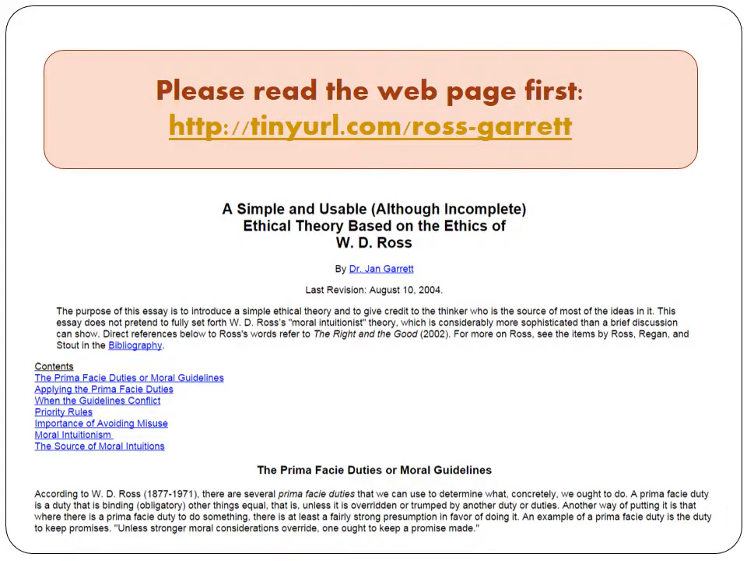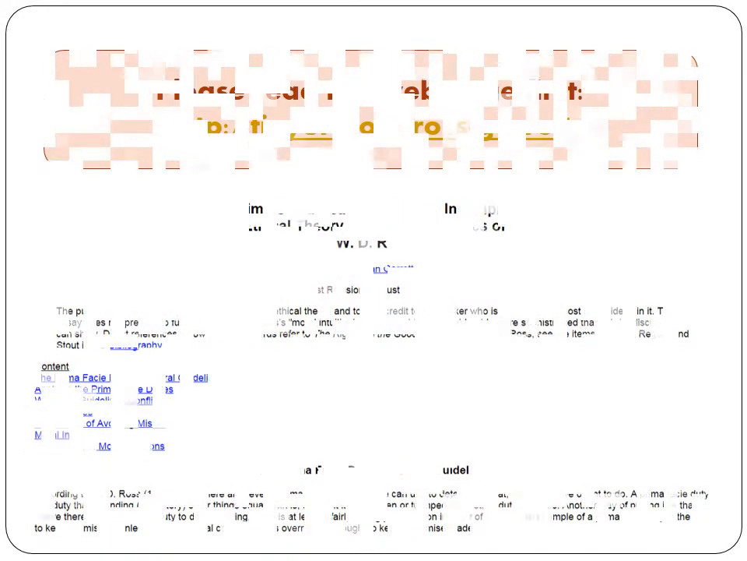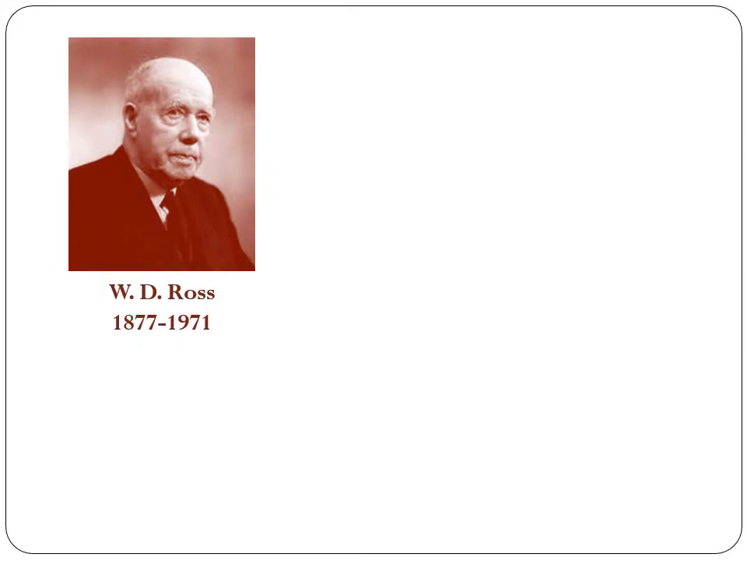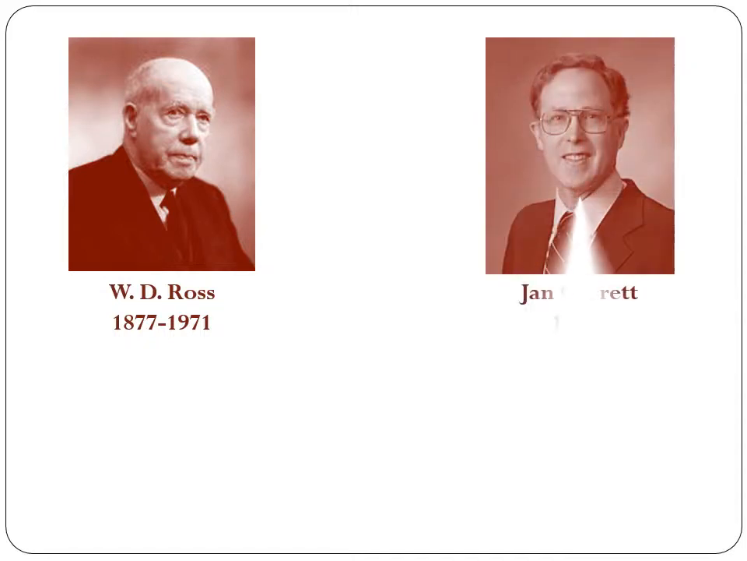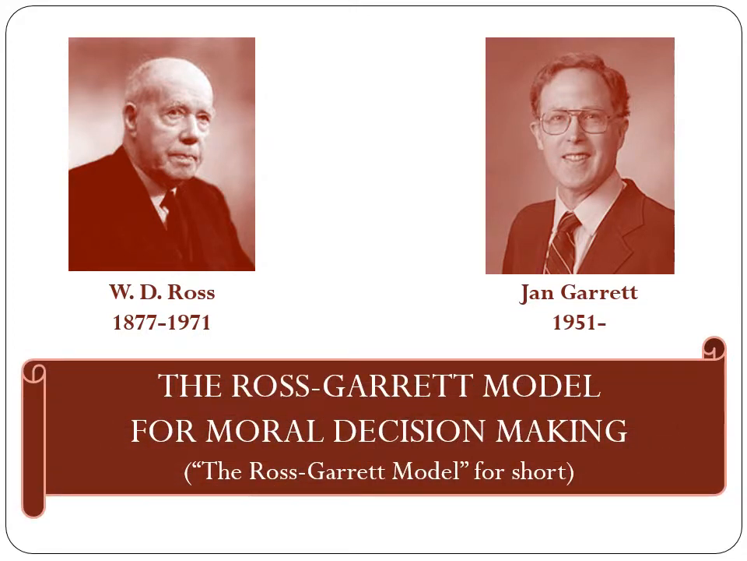Please be sure to read the website A Simple and Usable Ethical Theory before reviewing this video. You should find it attached to the same email that gave you a link to this video. It's a very short but very important introduction to the moral theory of W.D. Ross, a 20th century British philosopher on whose work this model for moral decision-making is based. The article is written by philosopher Garrett, who makes some interesting and important revisions and additions to the theory as well. Garrett's contributions also inform my model, hence the moniker, the Ross-Garrett Model for moral decision-making.